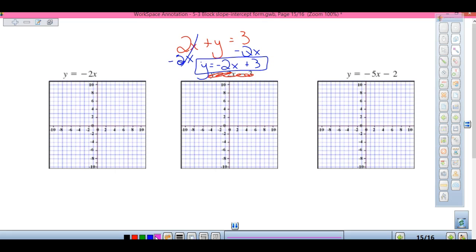So, what's my starting point? 3. What's my slope? My slope is negative 2. So that means to do what? Down 2 over 1. Anytime it's a whole number, it's just over 1.